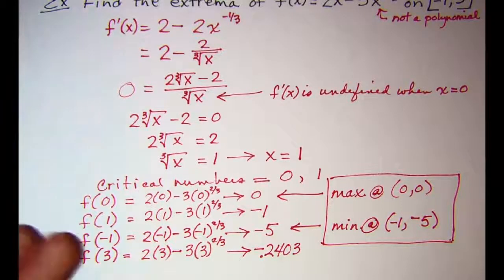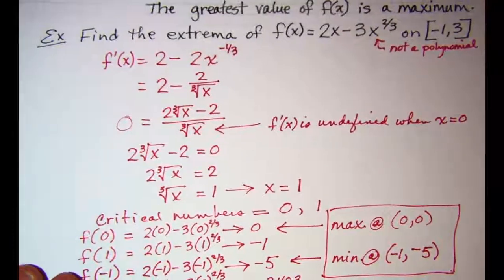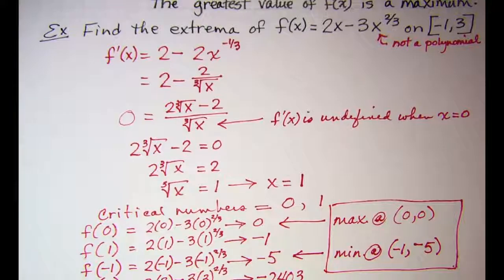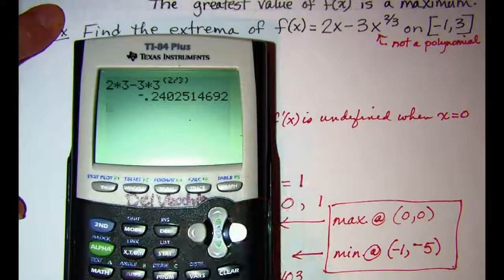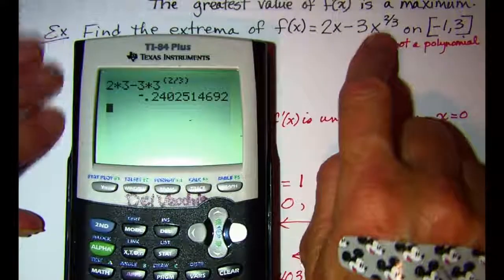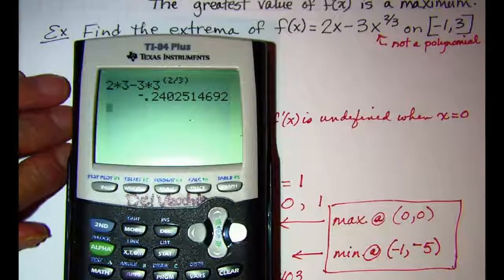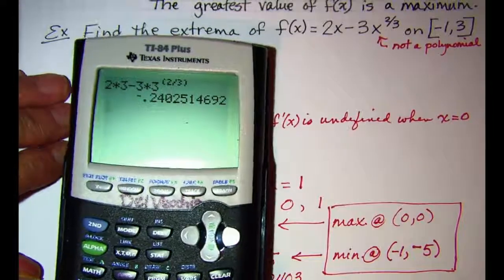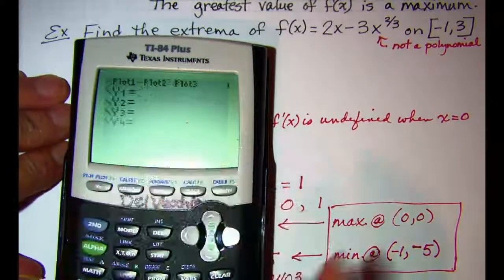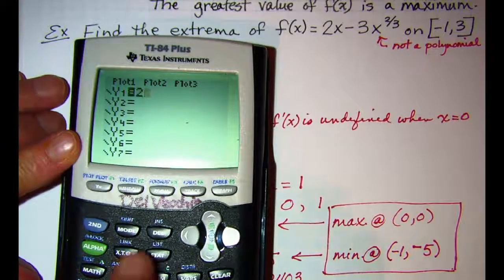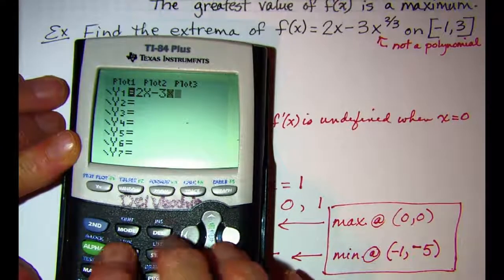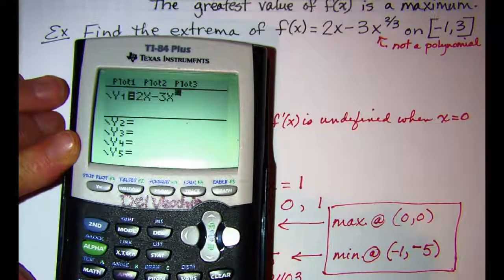Now this would be an interesting function to look at, see what the curve looks like. So let's go ahead and do that. Probably you'll have a sharp point up here where it's undefined, but let's try it and see. We have 2x minus 3x raised to the 2 divided by 3.